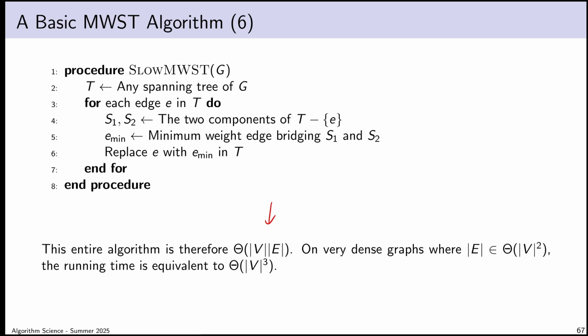We are going to find faster algorithms for minimum weight spanning trees. Observe that in cases where I have a very dense graph, that is where the number of edges is big theta of V squared, well then this algorithm, V times E, ends up actually being V cubed.